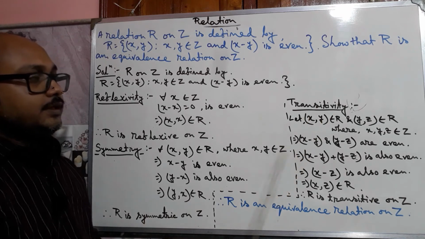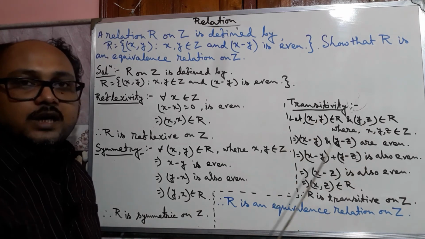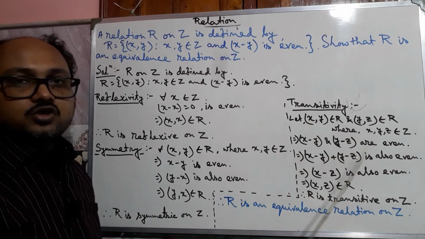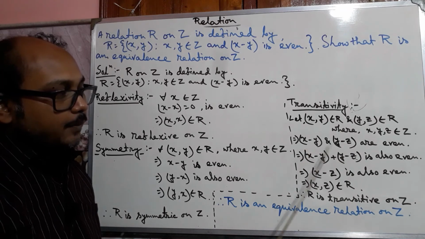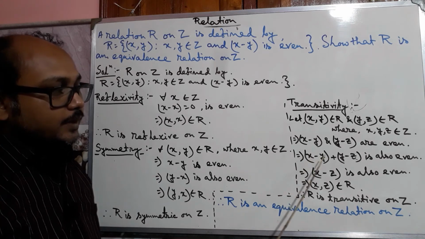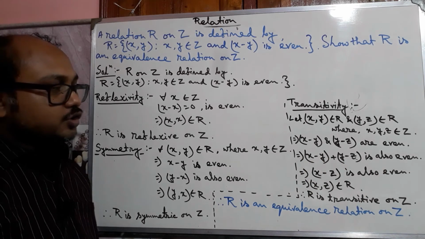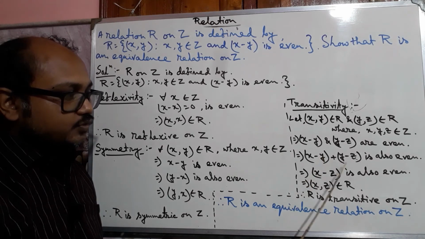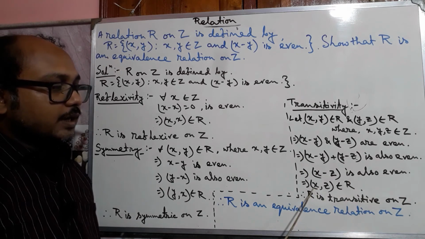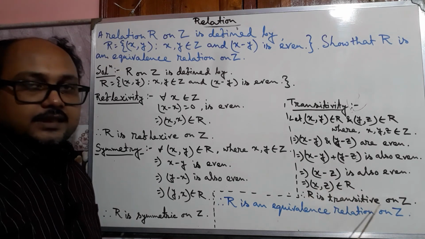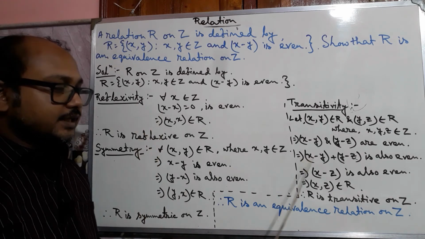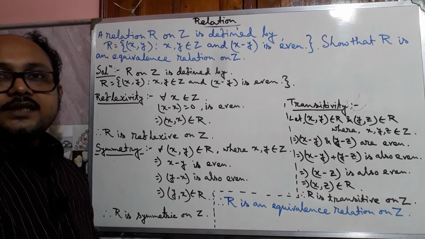Now, transitivity. (x, y) belongs to R and (y, z) belongs to R, that means x minus y is even and y minus z is also even. Then ultimately the sum of two even numbers is also an even number, that is, x minus y plus y minus z is also even. Plus y and minus y will be eliminated, that is, x minus z is also an even number. So, the ordered pair (x, z) belongs to R, that is, R is transitive on Z. So, as R is reflexive, symmetric and transitive, R is an equivalence relation on Z.